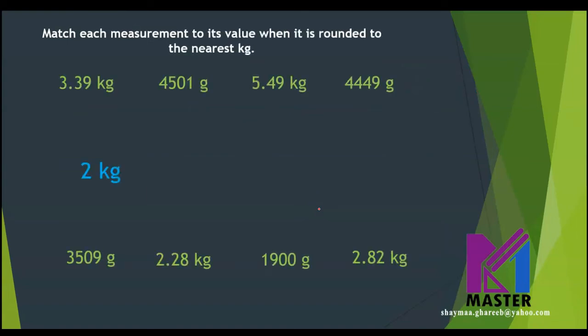Now, let's see this example. Match each measurement to its value when it is rounded to the nearest kilogram. So I have 3.39 kilograms. I want to round to the nearest kilogram, which means I'm going to round to the nearest whole number of kilograms. Okay? So let's start.